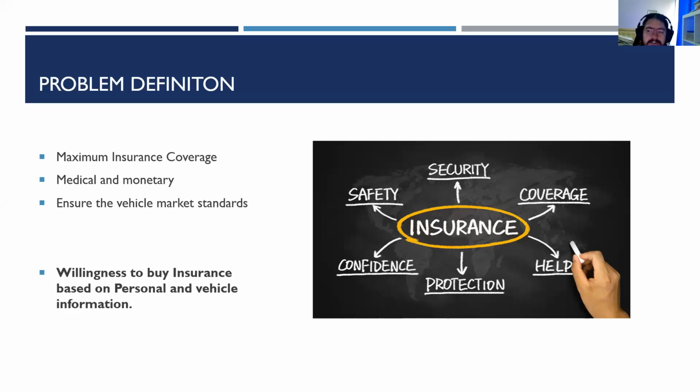Health and insurance companies around the world have been looking into insuring as many people as they can in order to provide medical and monetary safety for their customers and to ensure the vehicle market standards stay at their current standings or even improve across the years. The problem we're addressing is finding whether the customers of an insurance company, whether previously insured or not insured, would be willing to buy an insurance based on their personal details and the details of their current vehicles.